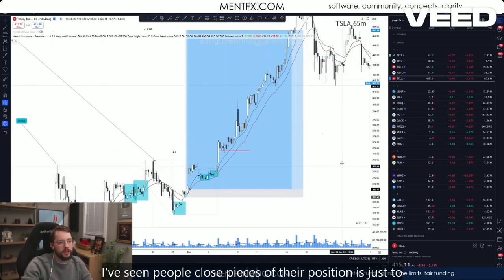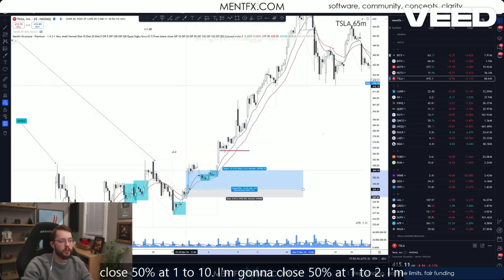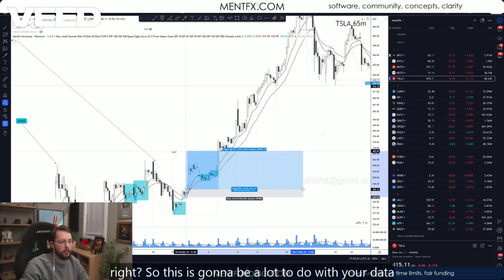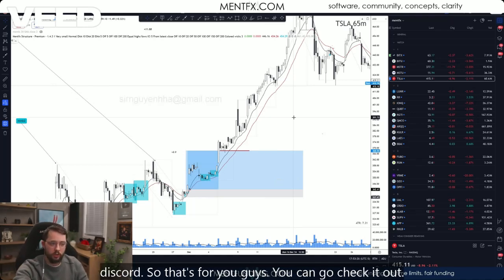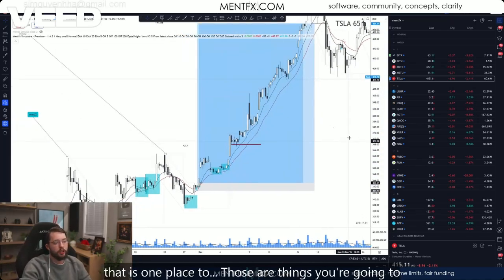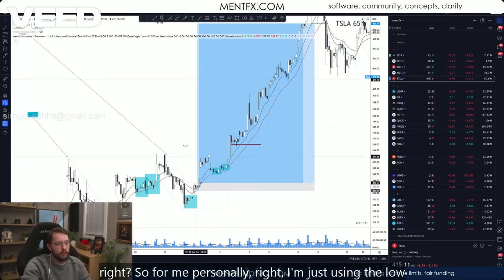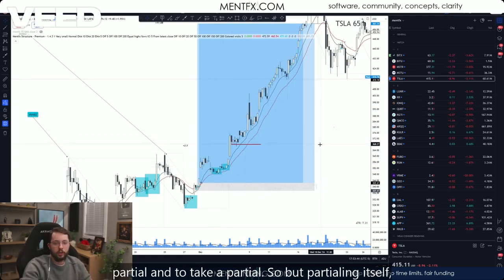Other ways I've seen people close pieces of their position is to simply say something like, I will close 50% at 1 to 10, I'm going to close 50% at 1 to 2, I'm going to close 50% at 1 to 5, at 1 to 20, whatever it might be. So this is going to have a lot to do with your data collection, which is in the data collection section of the Discord. That's for you guys, you can go check it out. You already have access to that. Those are things you're going to determine based on the kind of moves that you tend to get. So for me personally, I'm just using the low of a candle, literally, as strength comes in to take a partial.